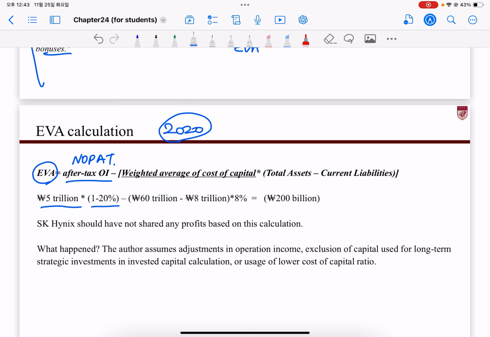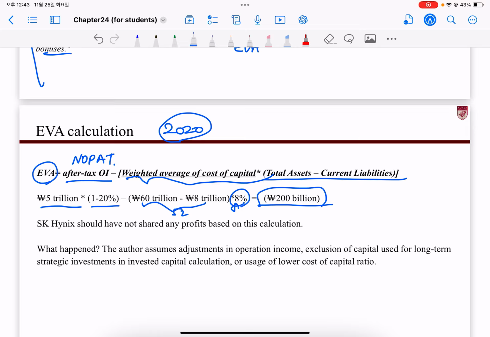The tax is 20%, hypothetically. And let's say the weighted average cost of capital, WACC, is 8%. Total assets minus the current liabilities is going to be 52 trillion based on financial statements. Okay, so then what we actually see is a negative EVA.